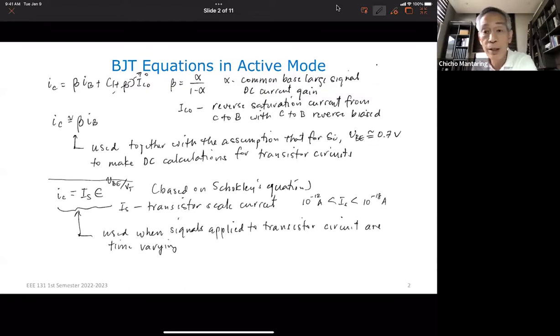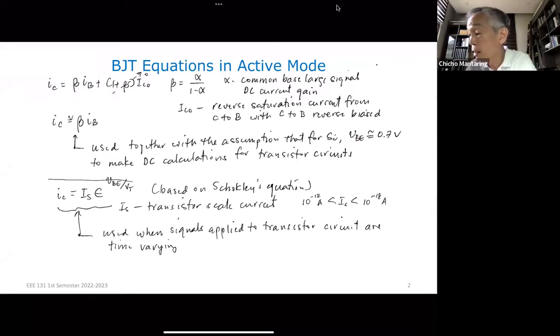When the signals applied to the transistor circuit are time varying, we have to be able to take into account the effect of changes, for example, in VBE with respect to IC. Here in DC calculations, because it's DC, we assume that VBE is not changing, so we can assume it to be a constant. We can use that to compute all the other values in your circuit. But in transistor circuits with time varying signals, VBE will not be constant.